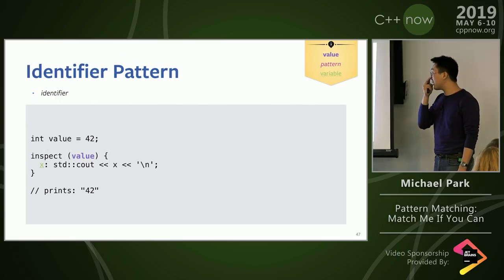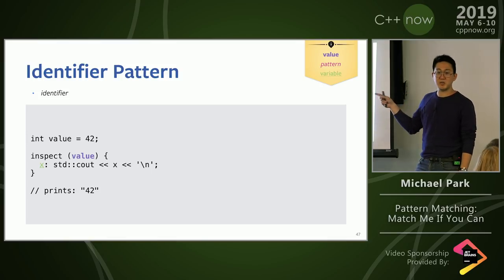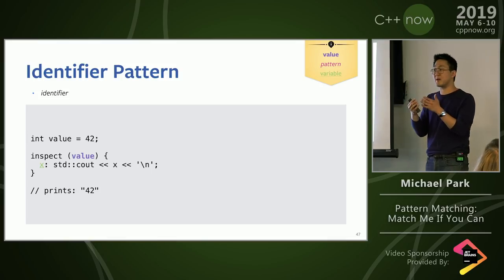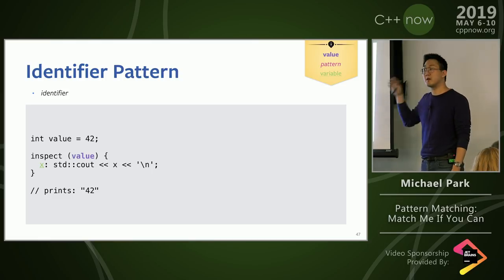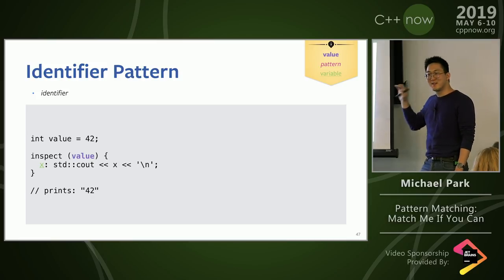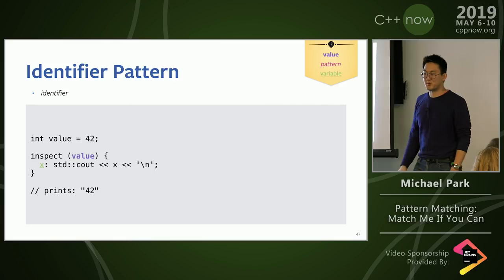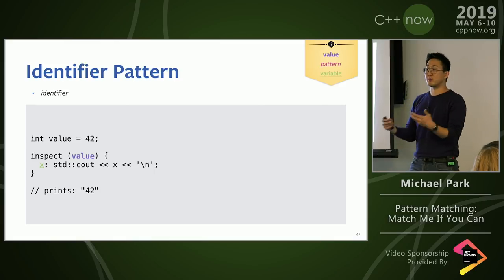Identifier pattern, this is also very complicated, but the semantics of it is that it'll match anything and bind the value that's being matched in that position and give it a name. And the rule here is exactly the same as structured bindings. So it's not a reference, it's an expression alias or whatever structured bindings does, which is a bit more than giving you a real reference.